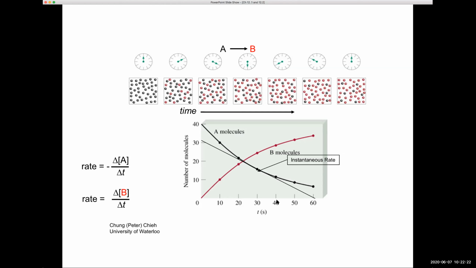If we check the instantaneous rate at 40 seconds, it would be slower. If we check the instantaneous rate at 50 seconds, it would also be slower. The instantaneous rate at time 0 is the same as the initial rate.